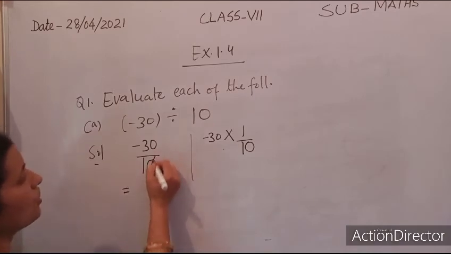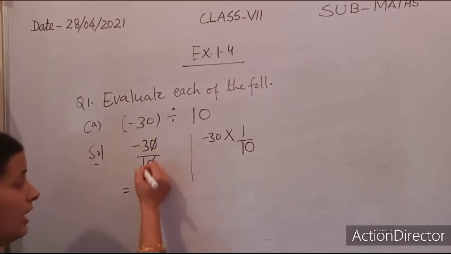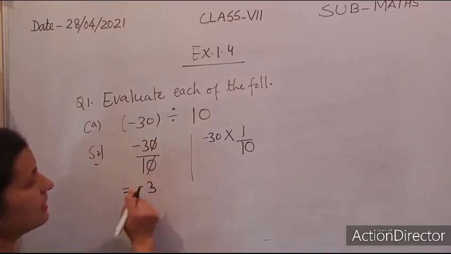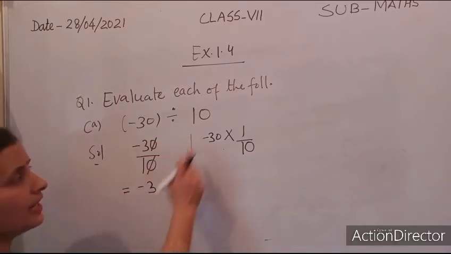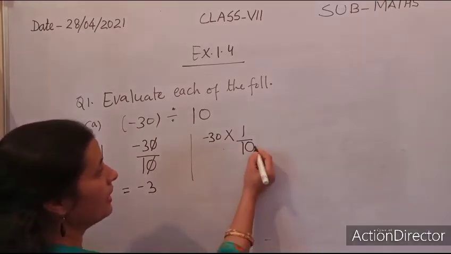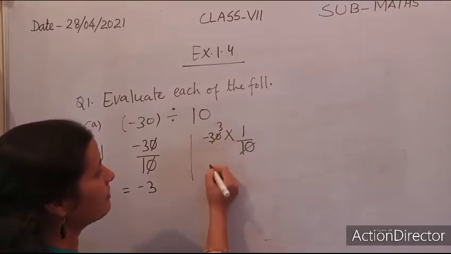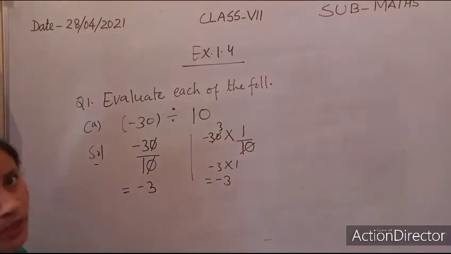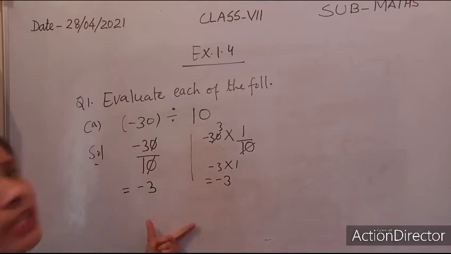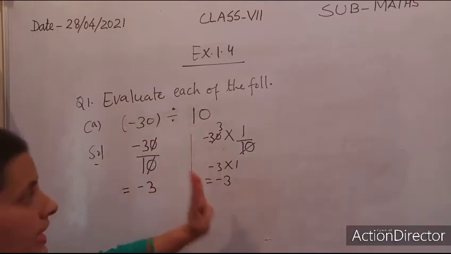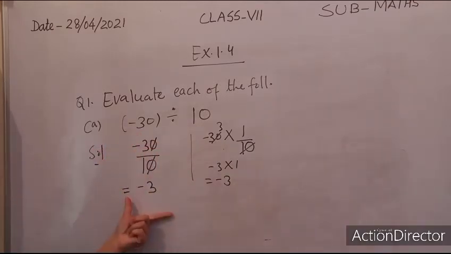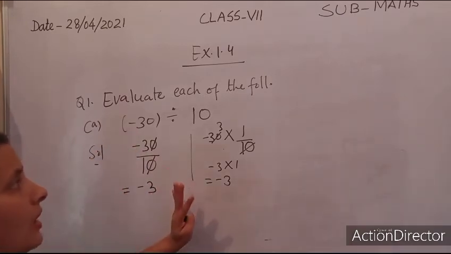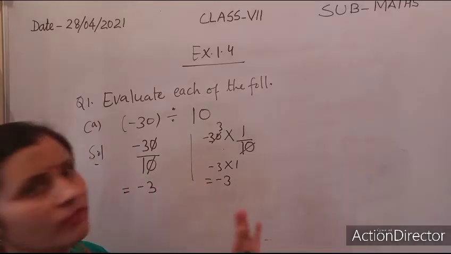In this situation, 0 will cancel by 0. If one is dividing any number, then the answer is that number itself. Minus 3, and 10 3s are 30. Minus 3 into 1 equals minus 3. Okay, so you can apply both methods. Either you can choose the reciprocal method or simple division, numerator and denominator. You can apply any method according to your convenience.